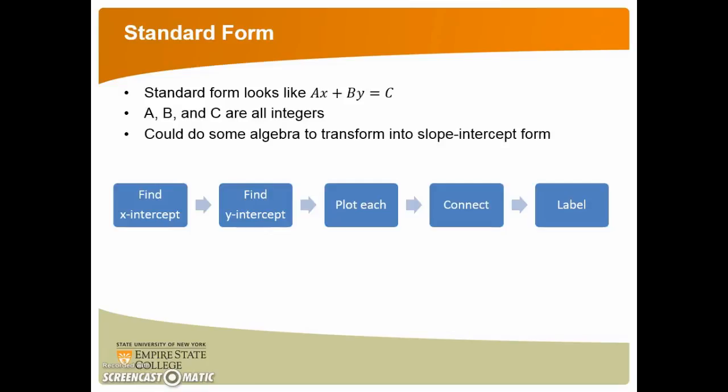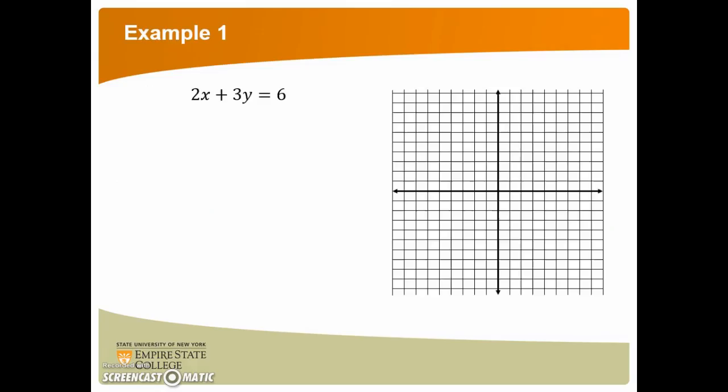But how exactly do we find those intercepts? We plug 0 in for the other variable and solve. Let's see a couple of examples. Suppose we want to graph the line having the equation 2x plus 3y equals 6.